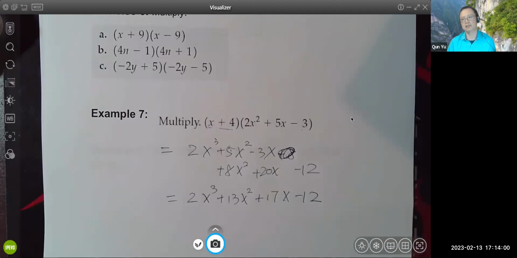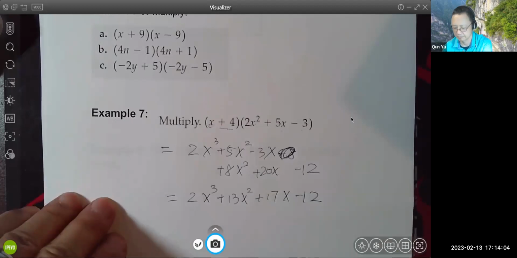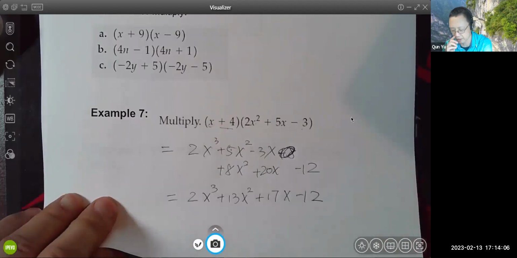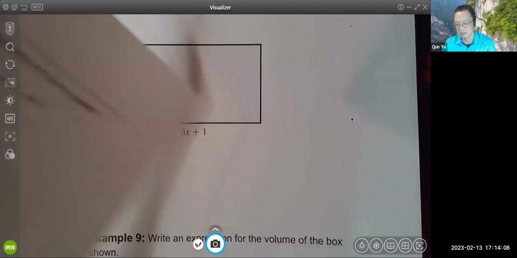Just practice, really nothing more than that. Practice, after you understand the basic structure.